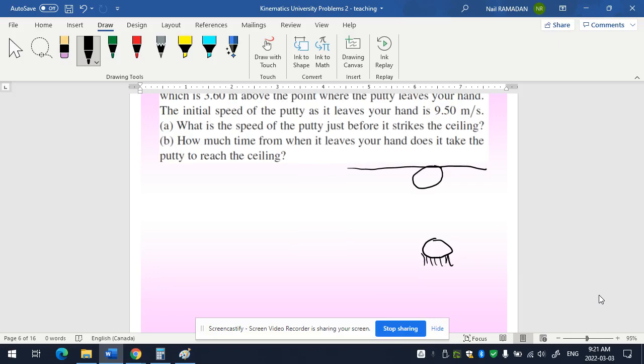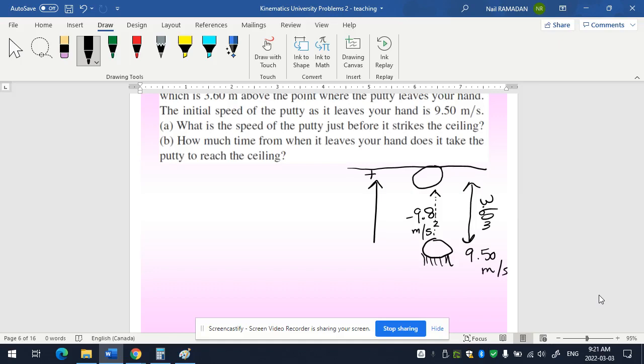All right. Let's put some numbers. So let's put the direction. Positive is up. How much is this? 3.60 meters. Initial speed is 9.5. And this strip is decelerating. Okay, what's the question? What's the speed just before it strikes the ceiling? What kind of a speed is that, kinematically speaking? Initial or final? Final.